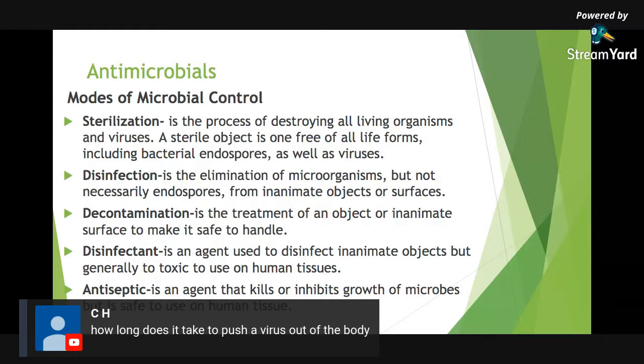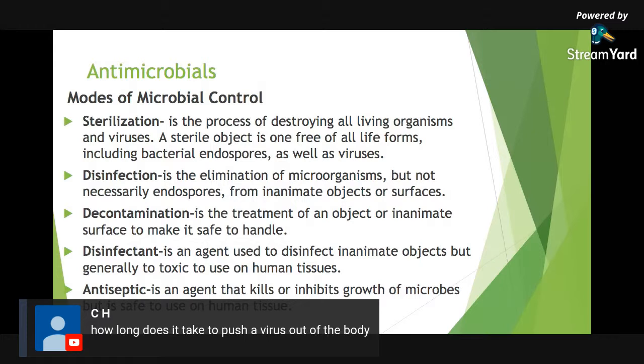Decontamination is the treatment of an inanimate object or surface to make it safe to handle. That could be like when you're working in a lab, say a BSL-4 lab, and you're dealing with anthrax. They'll have you go through showers and spray you down because you'll have these suits on. Then you have to take that suit off, take the clothes off that you're wearing, and go shower. So they're actually decontaminating that suit before you go out into another environment.